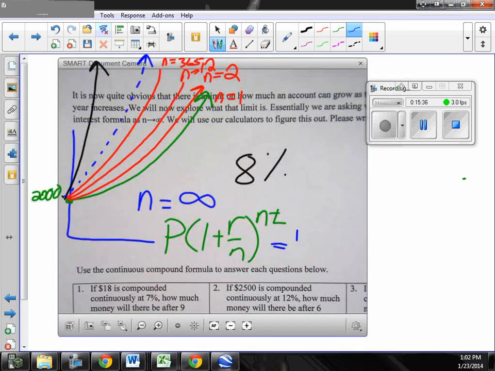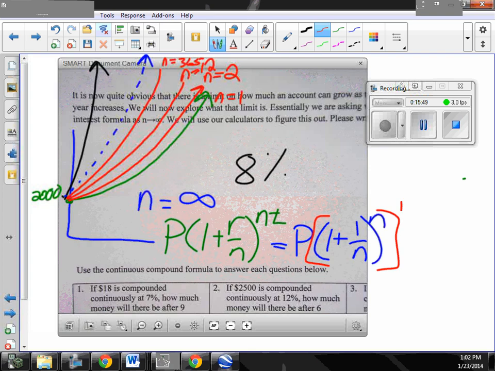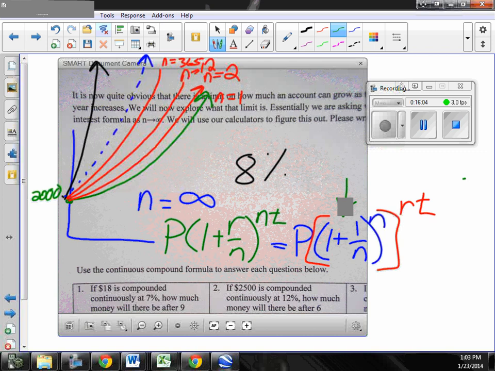P times (1 plus 1 over n) raised to the n, and then all of this gets raised to the RT. So in our particular case, it would be 2,000 times some number raised to the rate times time. Okay? And we want to know, what does that number equal when n is infinity?